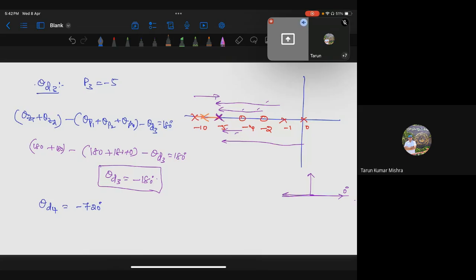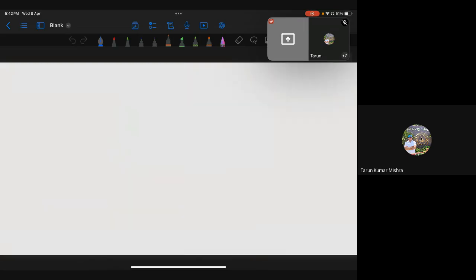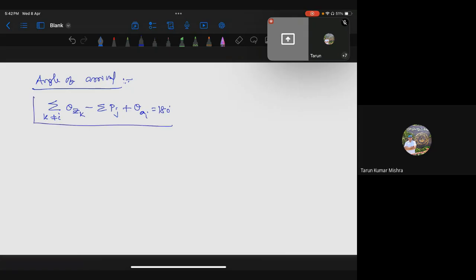Okay, so let me do the arrival angle. The equation for angle of arrival will be sigma theta zk, where k is not equal to i, minus sigma theta pj, plus theta ai equals 180. This is the angle we are interested to find. We have two poles. First, let us calculate theta a1, which is related to the zero at minus 2. Again, draw that.